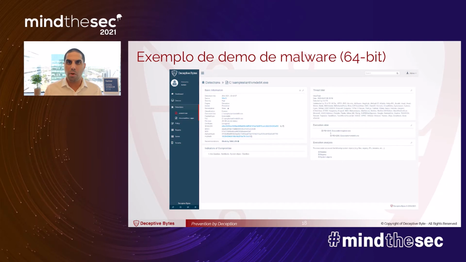This is the 64-bit version. It has the same indicator of compromise, yet none of the vendors detected it, even those that detected the 32-bit version. The reason is that while the behavior is the same, the signatures differ, and the 64-bit version doesn't match a known pattern or signature.